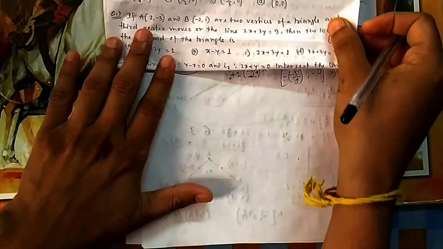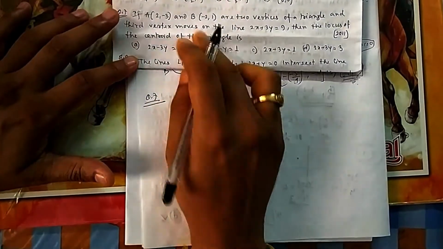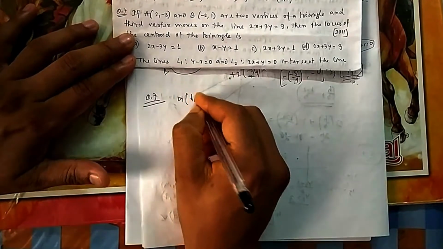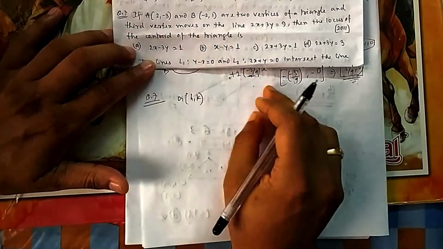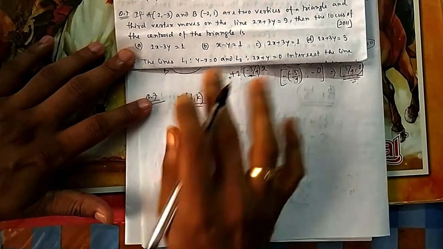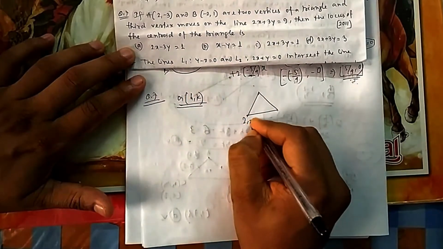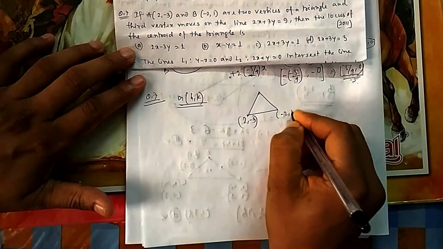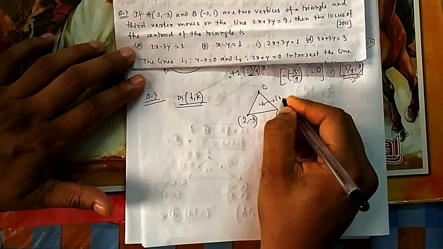If (2, -3) and (-2, 1) are the two vertices of the triangle, and the third vertex moves on the line, then the locus of the centroid. So here we will take the centroid as (h, k), because they are asking you the locus of the centroid. The locus for which it is asked has to be always taken as (h, k), that is fixed. There are 2 points they have given, (2, -3) and (-2, 1). The third point we don't know, but this one we have considered (h, k).